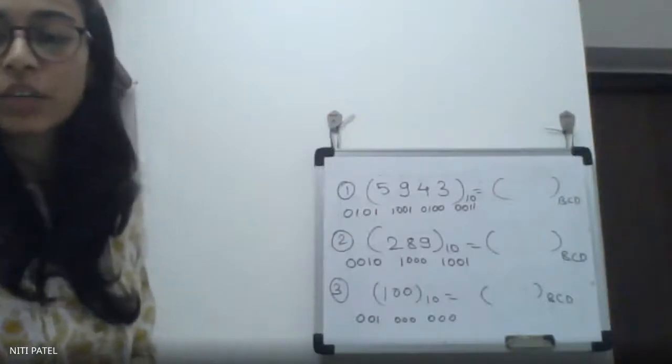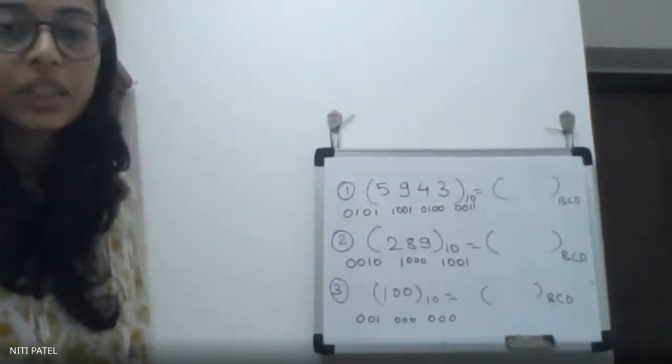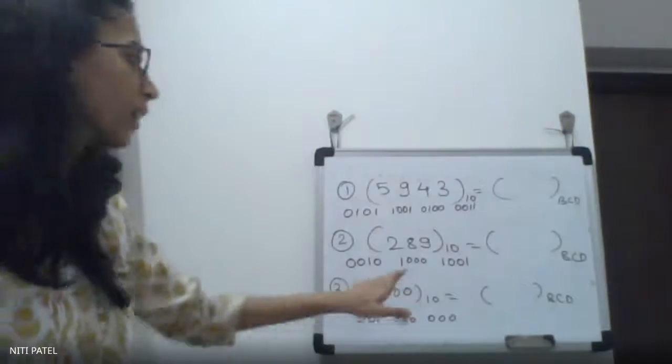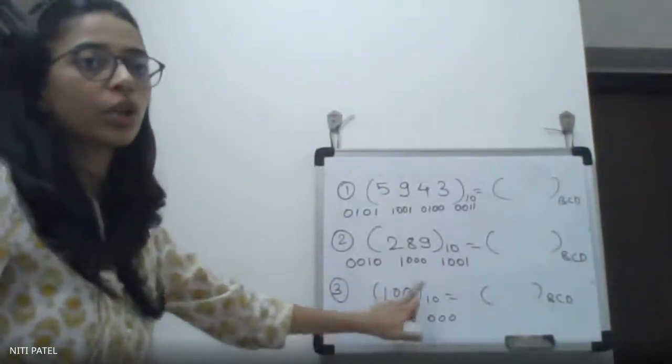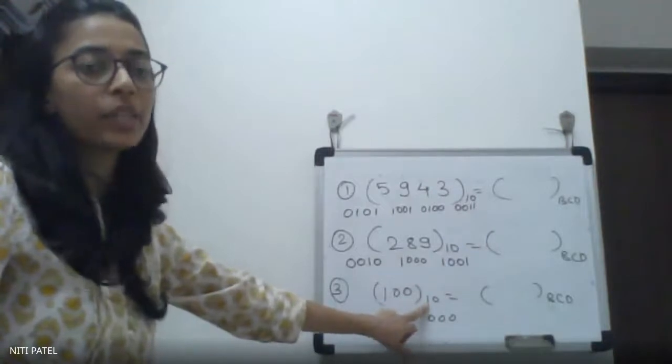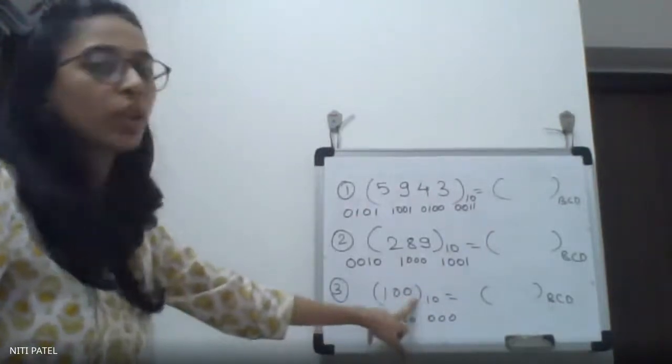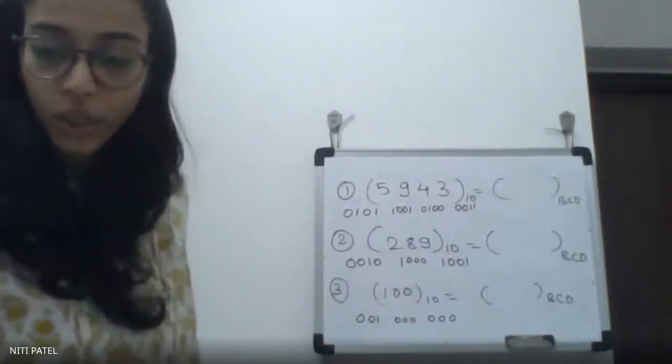So this is how you convert a decimal number into its BCD equivalent. You check all the digits of the input. If they are between 0 to 9, you take 4 bits. If they are between 0 to 7, you take only 3 bits. Okay?